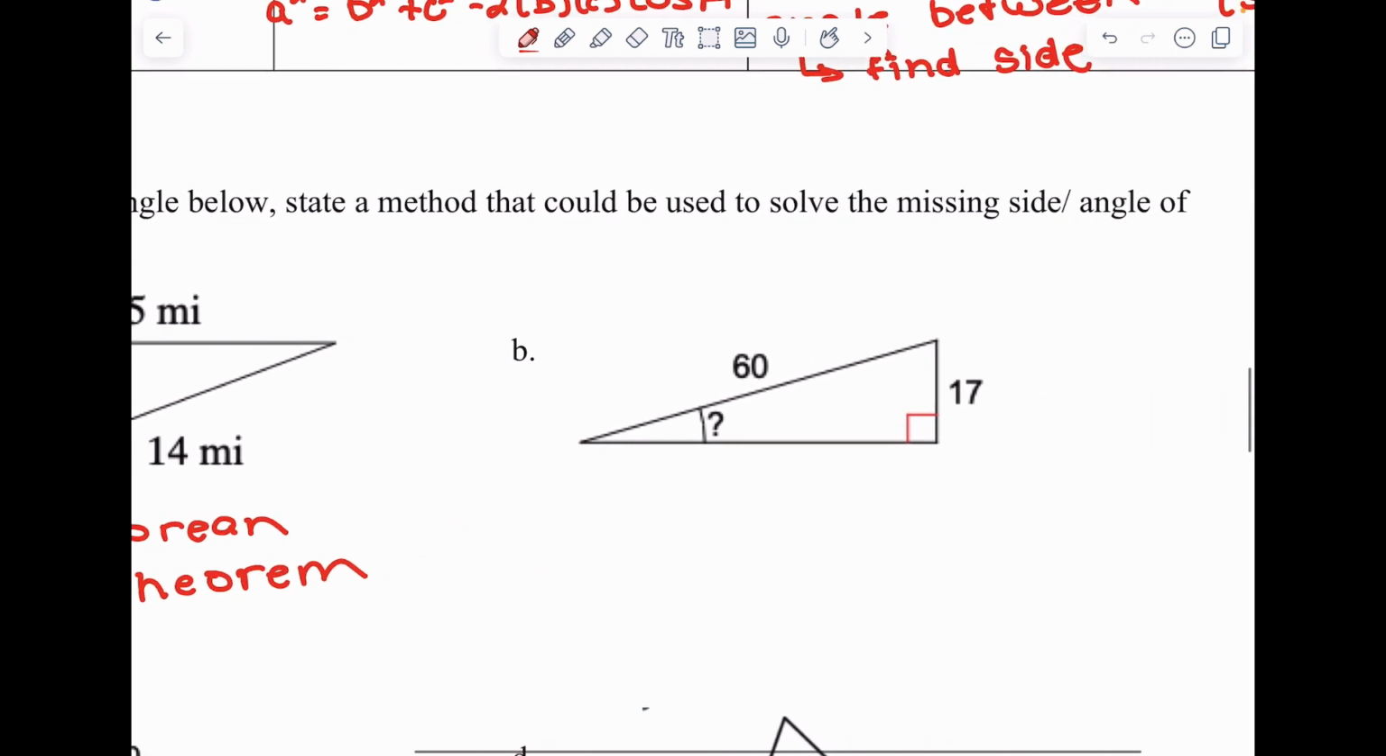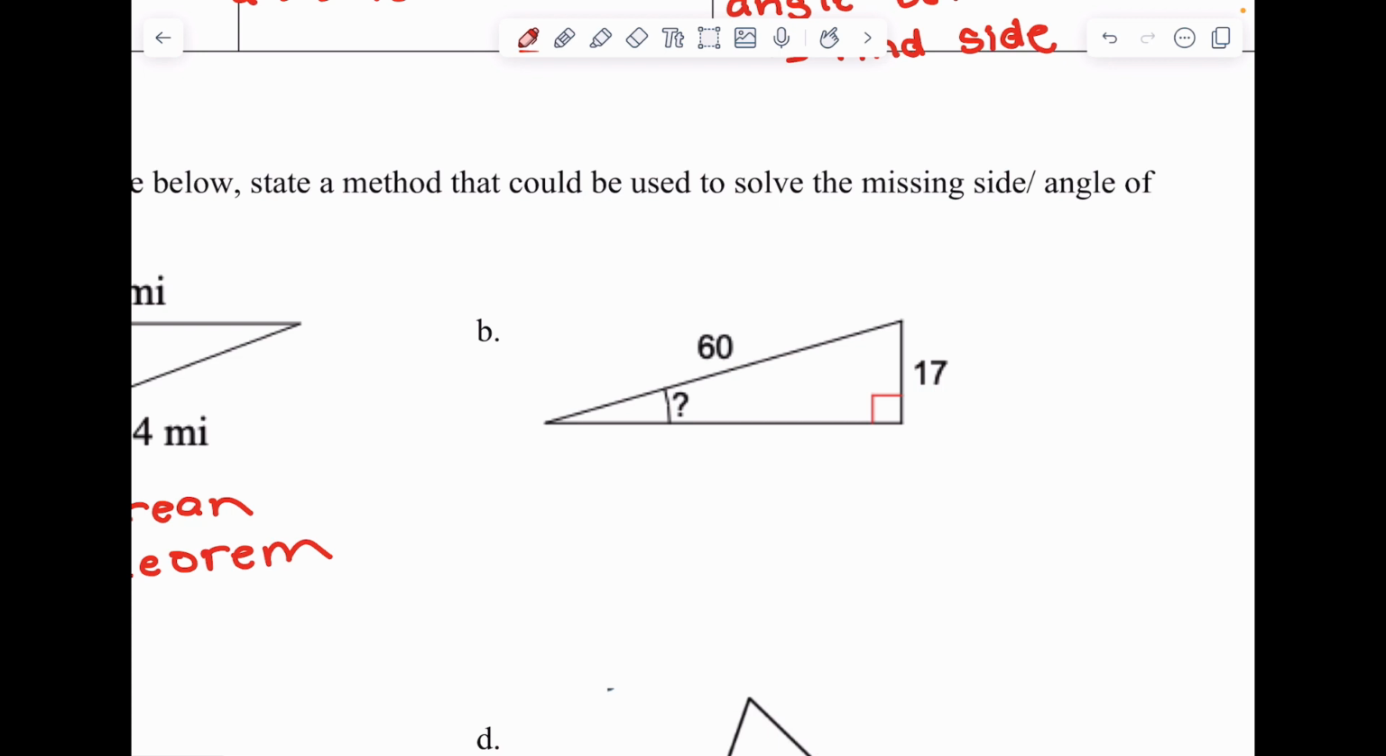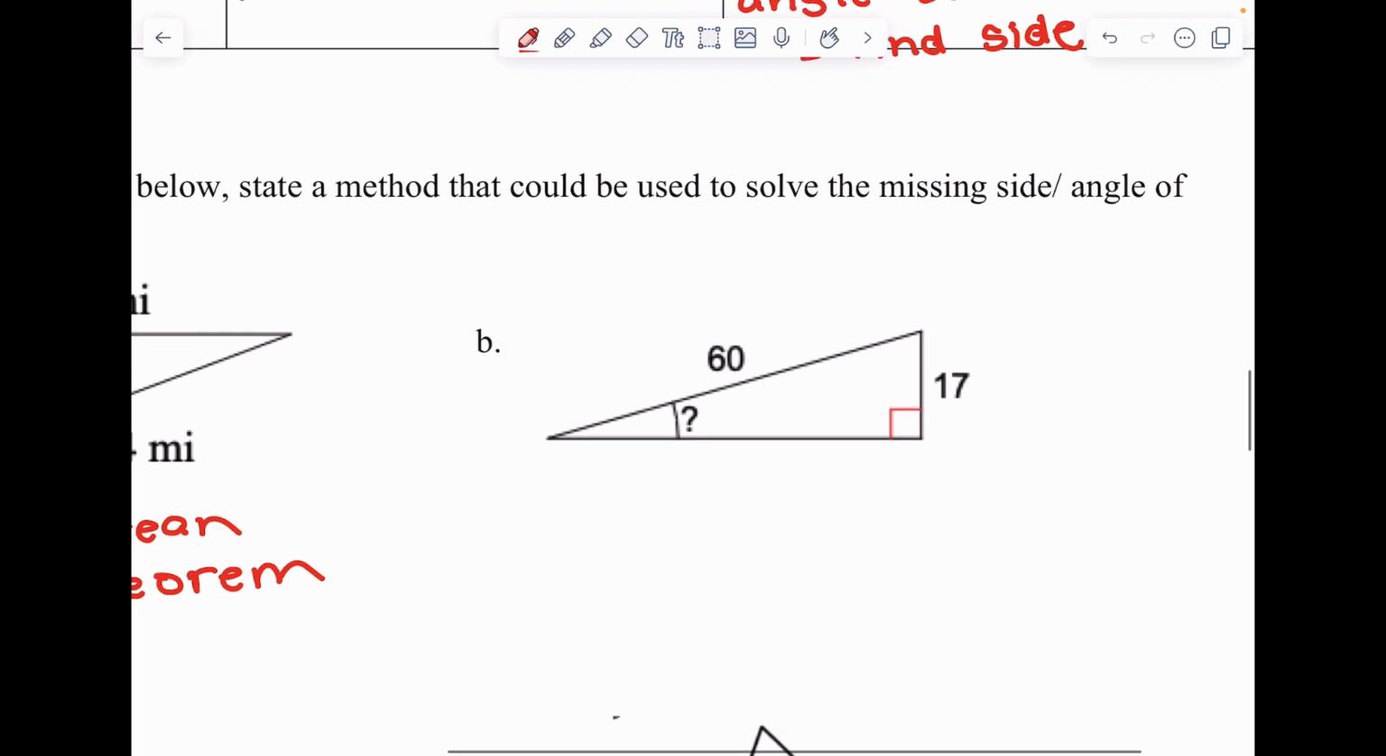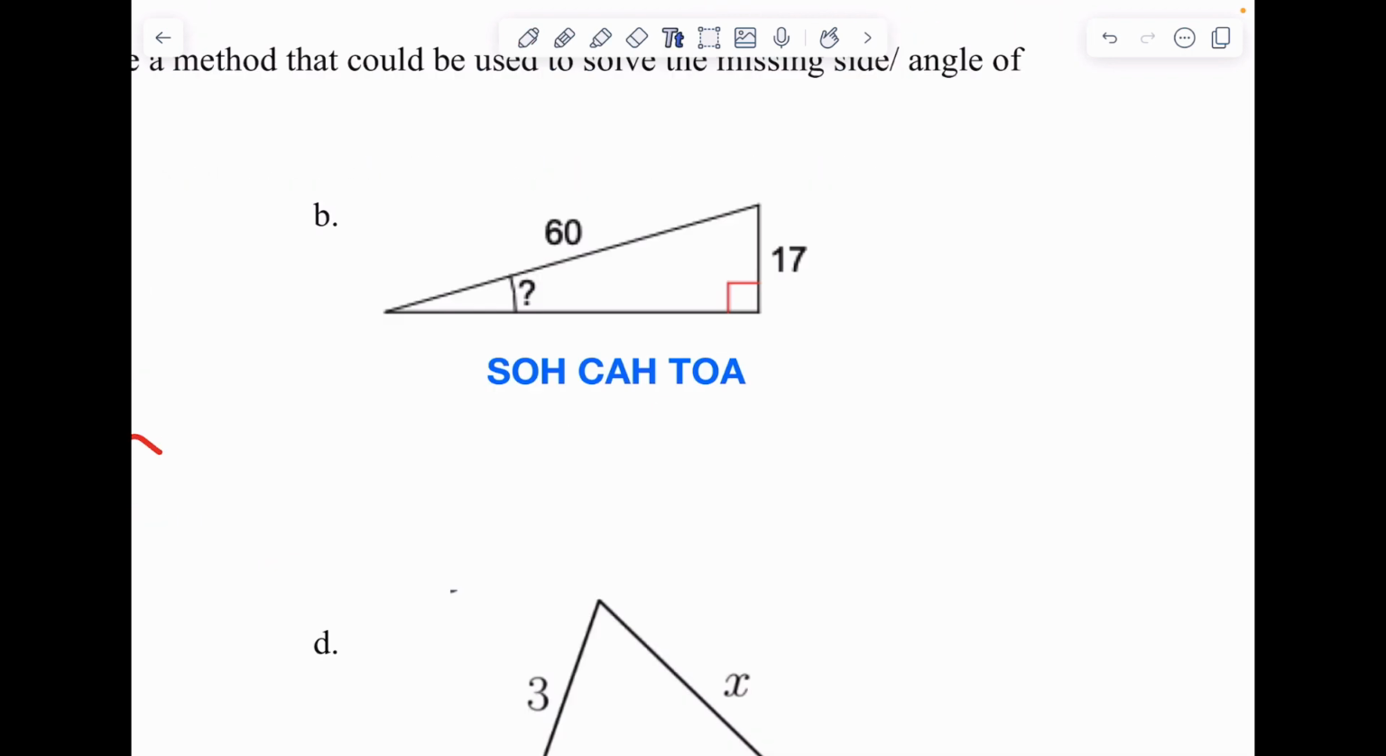Let's look at triangle B. I have a right triangle, but I'm trying to find an angle. So because I'm trying to find an angle, that eliminates Pythagorean theorem. And we also don't know any other angles. So I can't use 45, 45, 90 or 30, 60, 90 because I don't know if this triangle satisfies that pattern. And so this triangle would be SOHCAHTOA. And in particular, we would probably use inverse SOHCAHTOA because we're trying to find an angle.